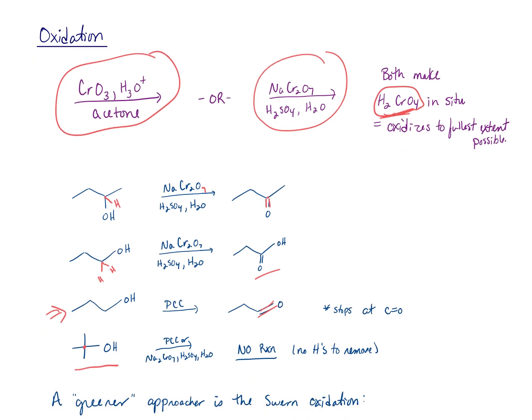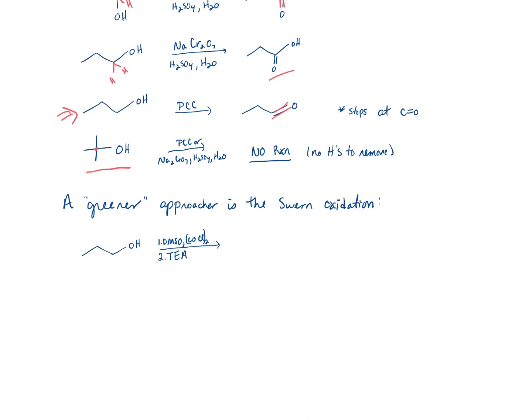Now, there is a greener version of making oxidative products like the PCC, and that's called the Swern oxidation. That's going to use DMSO, (COCl)2, followed by TEA, and that will also give you the desired product here.